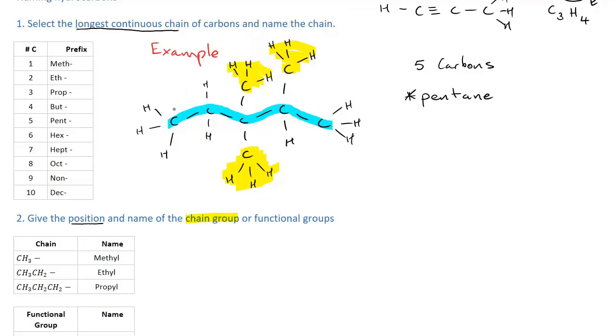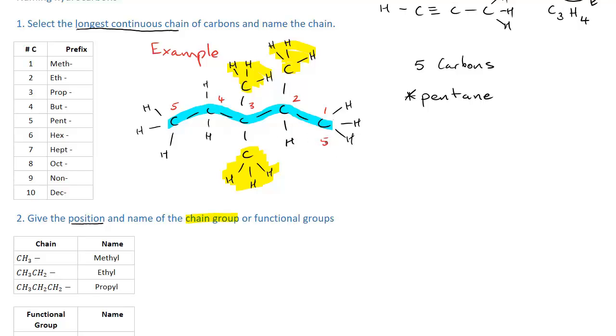So, for example, you could start counting from here, 1, 2, 3, 4, 5. Or you could start counting from here, 1, 2, 3, 4, 5. If you start counting this way, from 1, 2, 3, 4, you're going to assign these two chain groups number 3. They're going to be on the 3rd carbon there, and this methyl group is going to be on the 4th carbon. So that's 3 and 4, which are higher numbers than if you started counting from the back here, 1, 2, 3. So you wouldn't count in this direction.